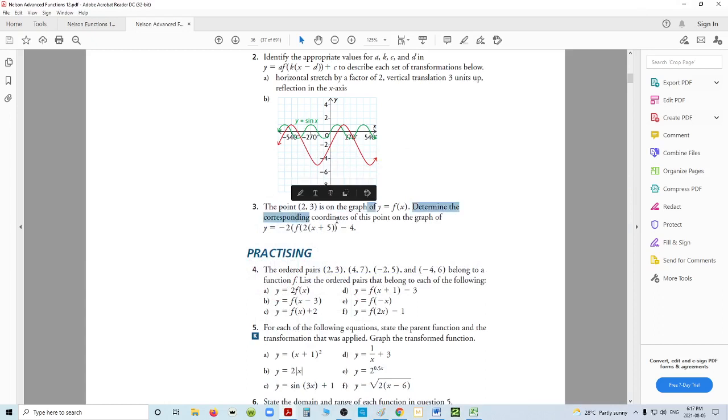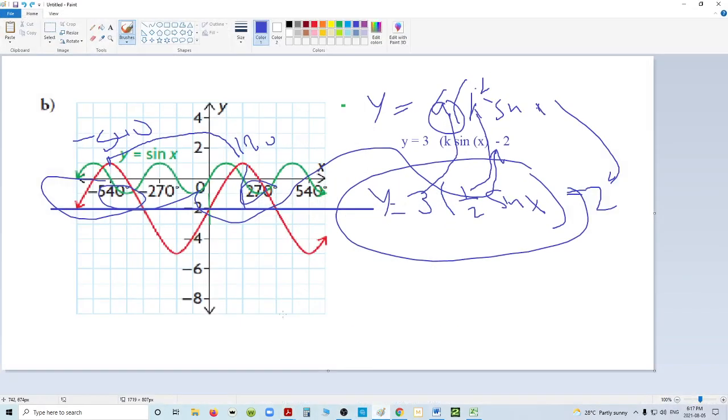3, the 0.23 is on the graph of f(x). Determine the corresponding point. So you just have to figure out what the transformations are. It's the same rule that we were doing.